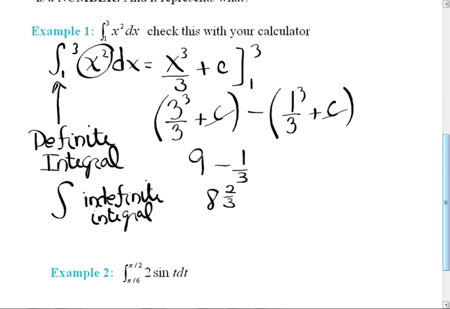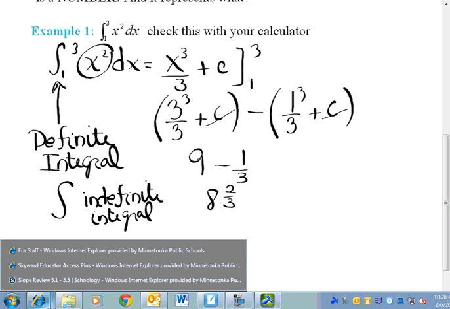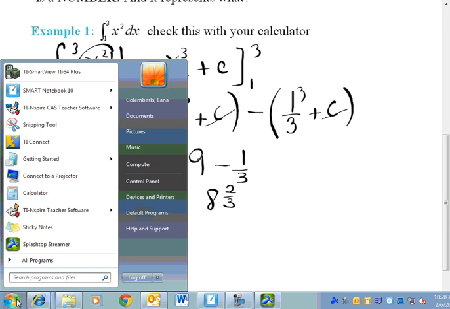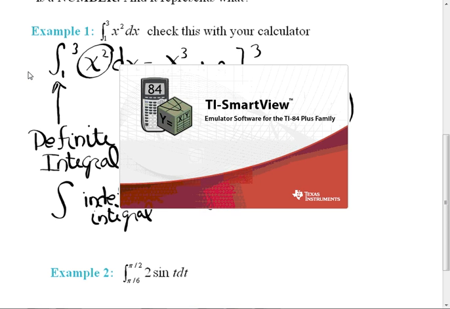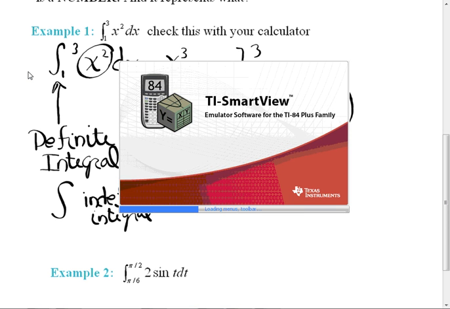Now, how do you check your answers on your worksheet? You know if you did it right or wrong? No. Those were indefinite ones. Take the derivative of all your answers and see if it matches up.